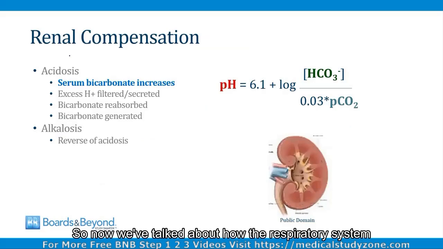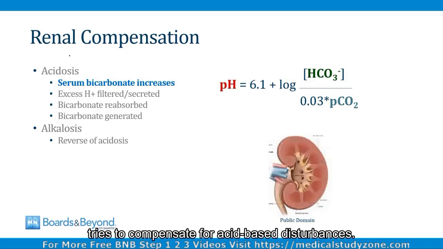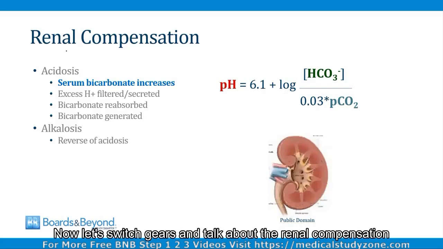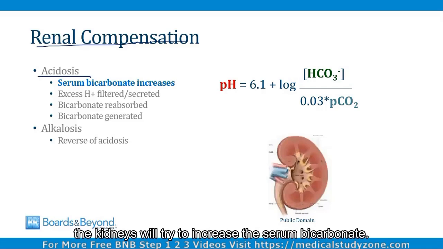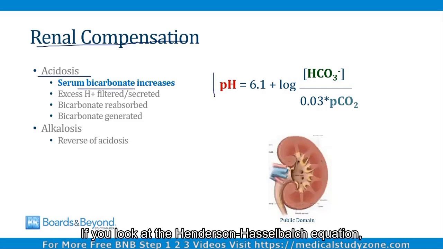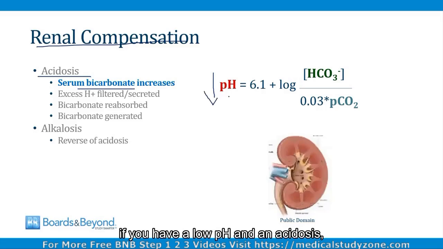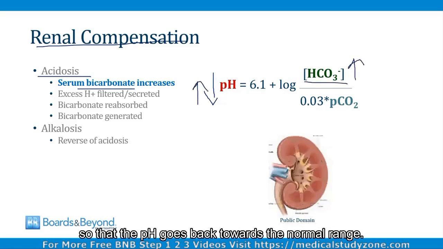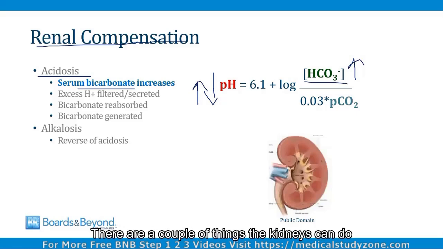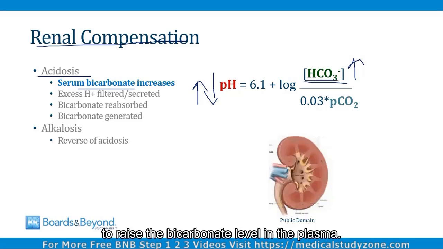So now we've talked about how the respiratory system tries to compensate for acid-base disturbances. Now let's switch gears and talk about the renal compensation for acid-base disorders. So when there's an acidosis, the kidneys will try to increase the serum bicarbonate. If you look at the Henderson-Hasselbalch equation, if you have a low pH in an acidosis, what the kidneys will try to do is manipulate the bicarb level and raise this so that the pH goes back towards the normal range. There are a couple of things the kidneys can do to raise the bicarbonate level in the plasma.